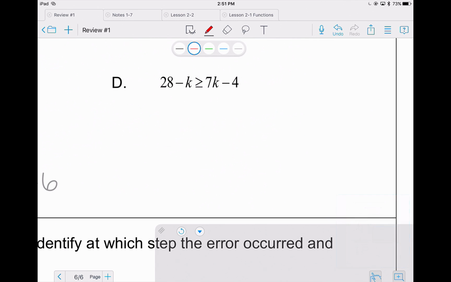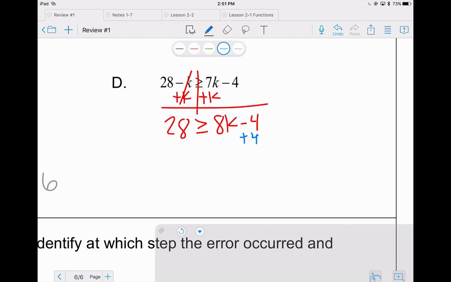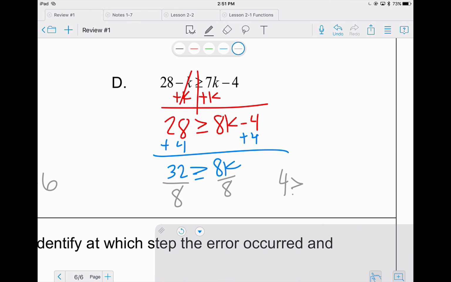For D, this one all I have to do is start moving. I don't have any of the parentheses or combining and all that. So 28 is greater than or equal to 8k minus 4. Add 4 to both sides, so 32 is greater than or equal to 8k. Divide by 8. 4 is greater than or equal to k. So it's not D.